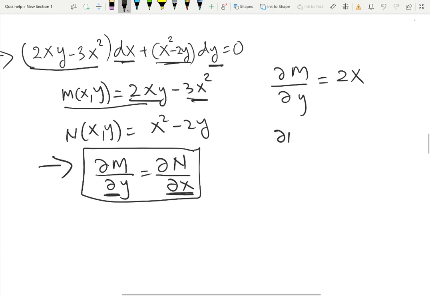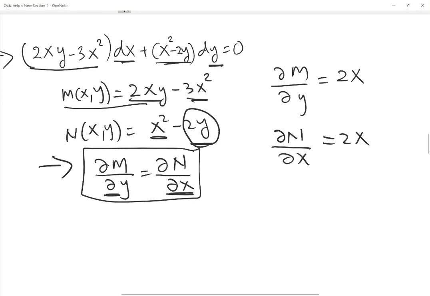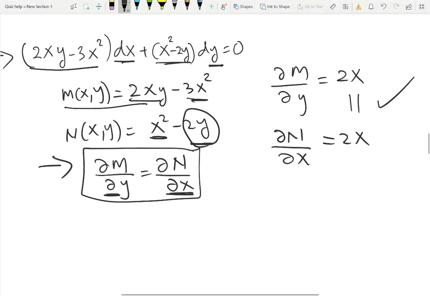Now the partial derivative of N with respect to x: if you differentiate x squared, it's 2x. If you differentiate 2y, y is a constant here because you are differentiating partially with respect to x, so the derivative is 0. So the result is 2x. Now they are the same, right? Yes. So you passed the exact equation test, and you verified that this is an exact equation.